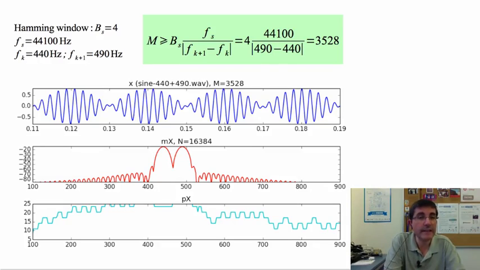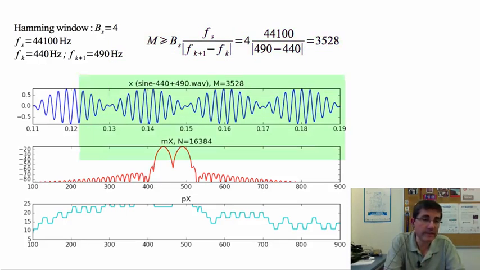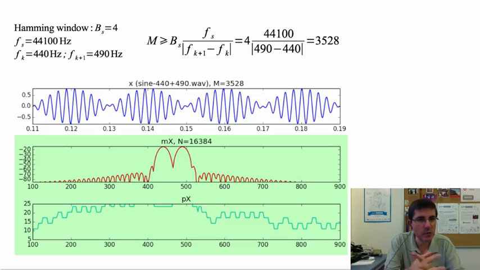So if we take 3,528 samples of this signal and we compute the DFT with some zero padding so that we see a smooth spectrum, we see this magnitude spectrum. Clearly, we see two distinct peaks, each one corresponding to the transform of a Hamming window. And of course, in the phase spectrum, we also see the corresponding phases.